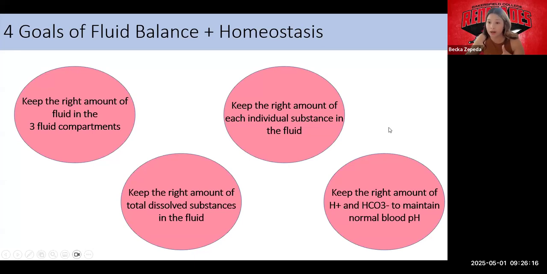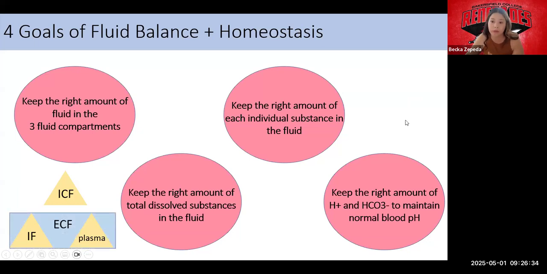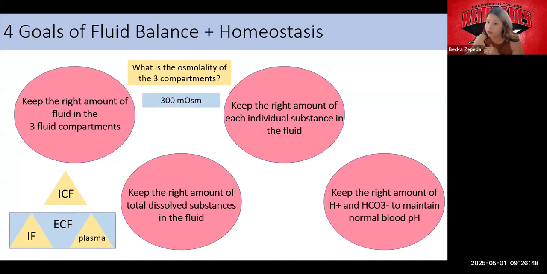And so this is the part where I would ask questions in class, like, what are the three fluid compartments? They are the intracellular fluid, that's the fluid inside the cell. And then our extracellular fluid, or the fluid outside the cell, is divided into two subcompartments. We have the interstitial fluid, which is the fluid in between cells, and then we have the blood plasma. And then for the right amount of total dissolved substances, what is the osmolality of all three fluid compartments? Each fluid compartment should be about 300 milliosmoles.